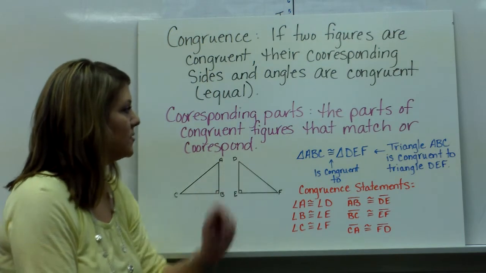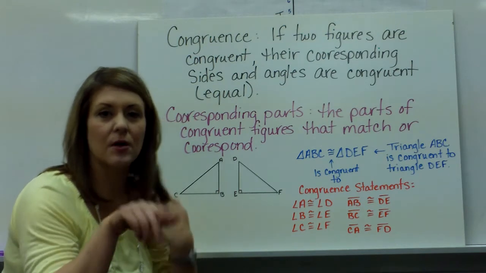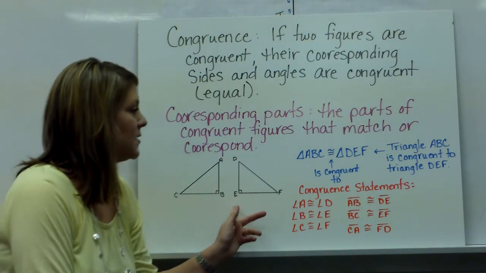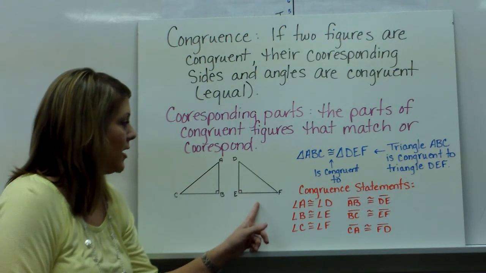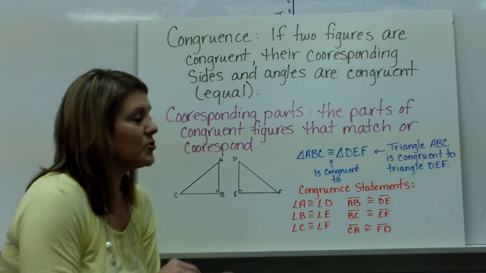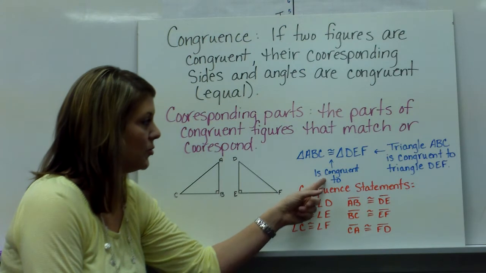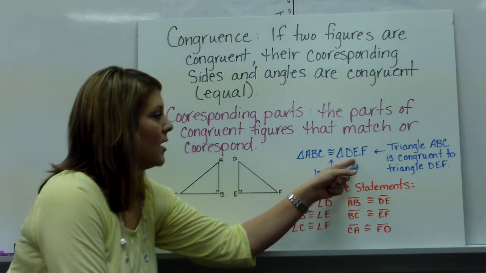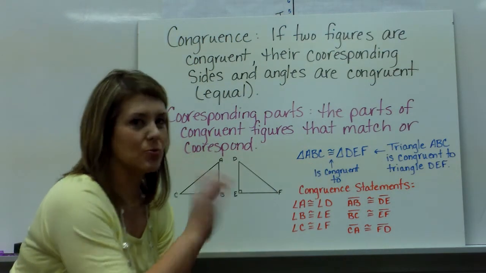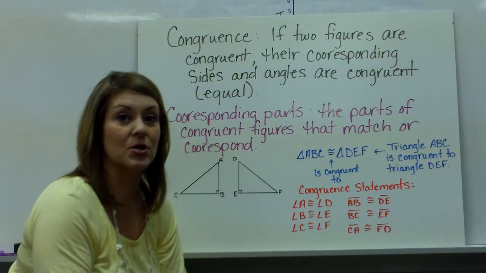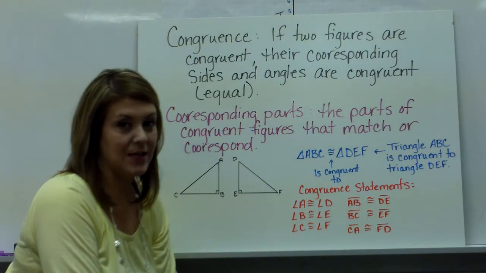Corresponding parts are the parts of the congruent figures that match or correspond. So they're in the same orientation of the figure itself. For instance, let's look at this example here. We have triangle ABC and triangle DEF. Our first congruence statement says that triangle ABC is congruent to, that's what that symbol means, triangle DEF. And that congruent symbol is an equal sign with a little squiggly above it. So when you see that symbol, that means is congruent to.